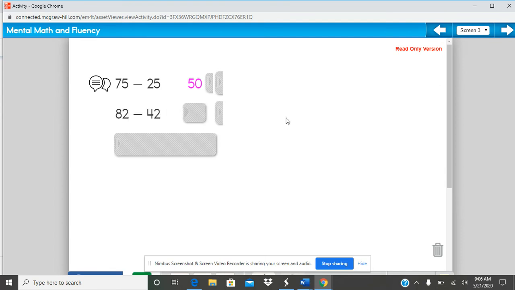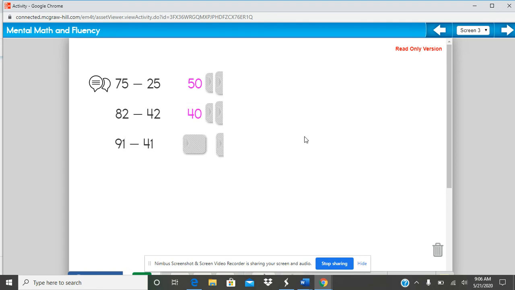We have 82 minus 42. So 2 minus 2 is going to give us a 0. We always start in the ones place with subtraction and addition when we have more than a one-digit number. And then 80 minus 40. So 82 minus 42 gives us 40.